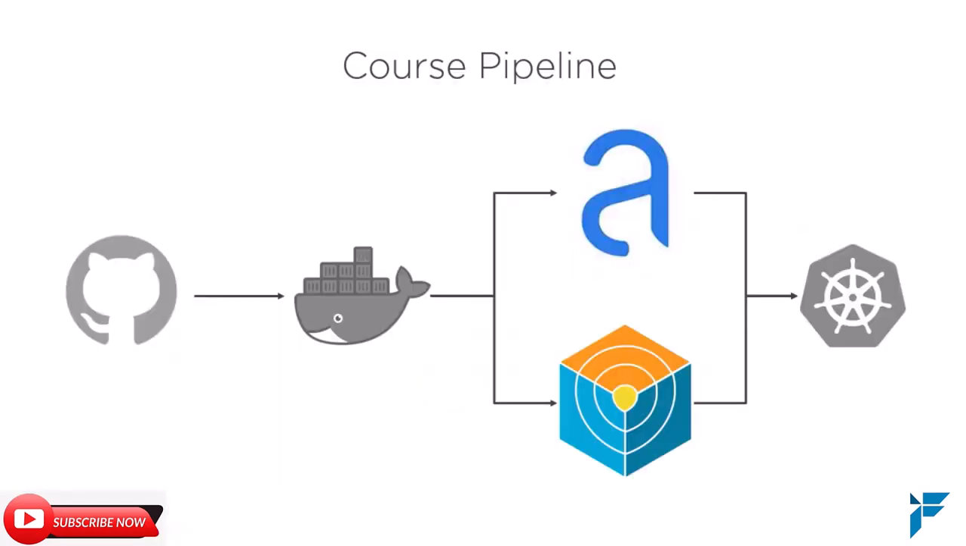So going back to the course pipeline graph we have here, this is where we're at in the third section here. We're going to run the Anchore and Trivy container scanners in parallel of each other after configuring them to run from our Jenkins pipeline.